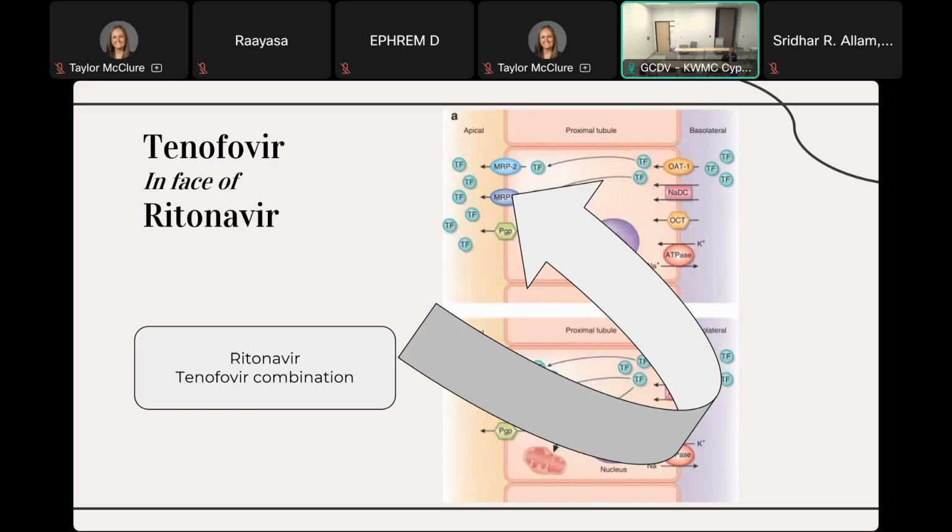One other thing to know, and this again can be tested in the boards. Remember how we said tenofovir inhibits MRP2 and 4? There's another antiretroviral medication called ritonavir, and ritonavir very potently inhibits MRP2 and 4. So, it has been shown that if people are given tenofovir along with ritonavir, their chances of tenofovir toxicity are many fold higher. These days, we do not use the ritonavir and tenofovir combination, but it can very well be tested. If ritonavir is given with tenofovir, the chance of tenofovir toxicity becomes very high.